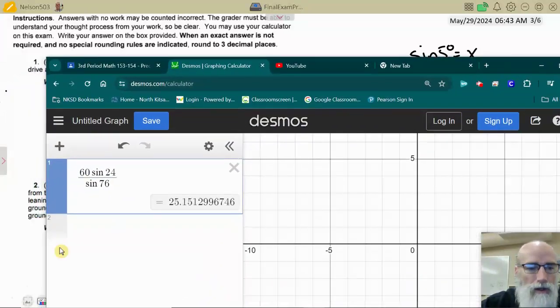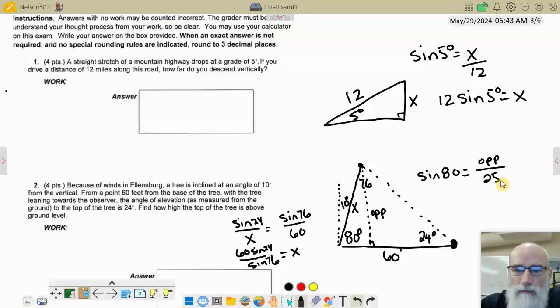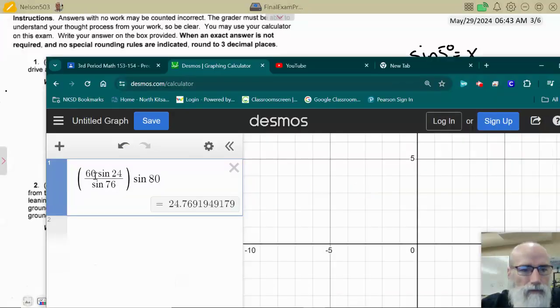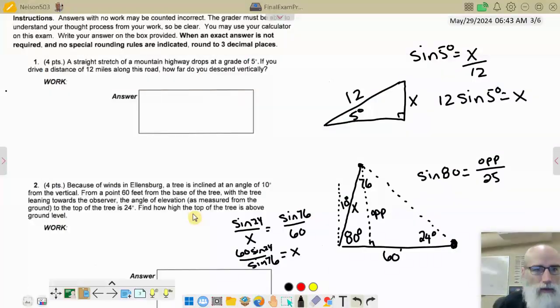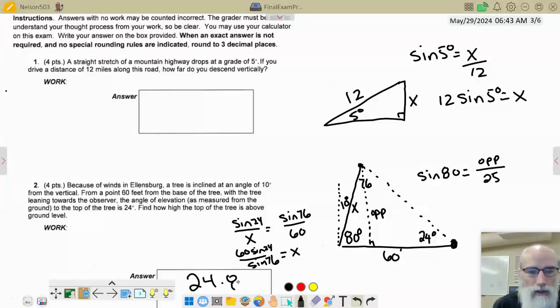So let's do that real quick. I can just kind of picture this is the height of the tree. And I want to multiply that height by, what was it, the sine of 80? The sine of 80. And so, right, I approximated as 25, but that was that monster right there. And so from the tip down to the ground, it's 24.8. So I'm going to put 24.8 feet.